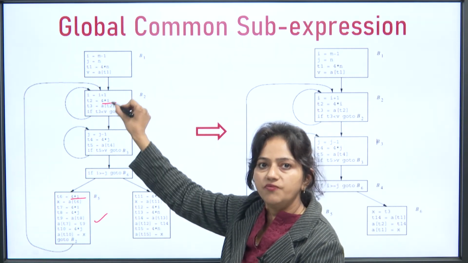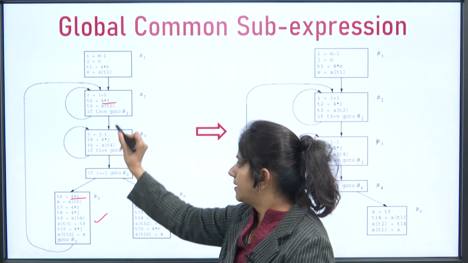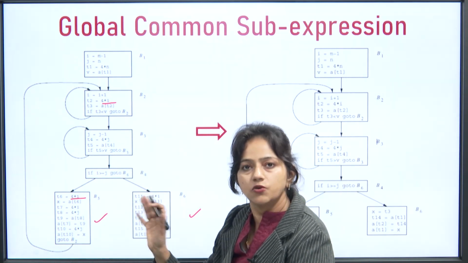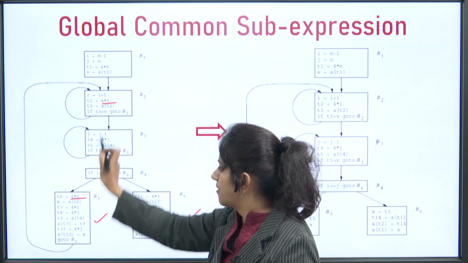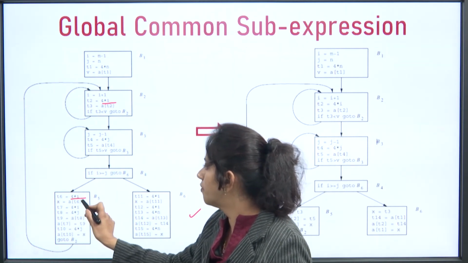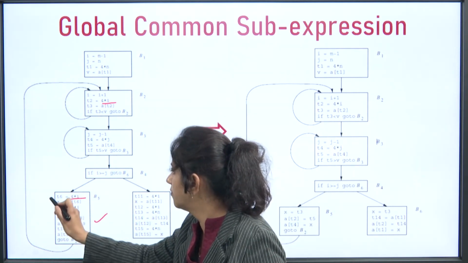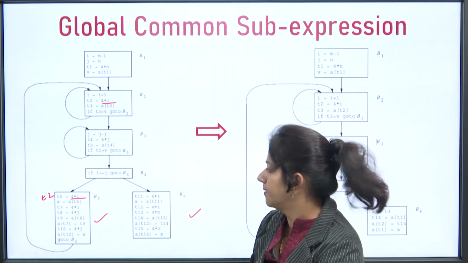Then this loop will execute, then we will come over to this block, then this block, and in between there is no change in the value of I. So it means it is taking the same value as it took over here. So T6 is equal to 4I will give the same value as T2, right. So we can eliminate this computation.